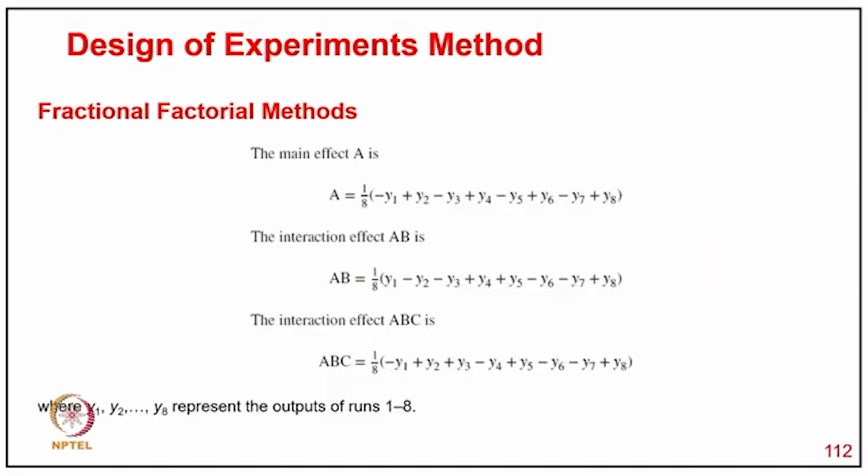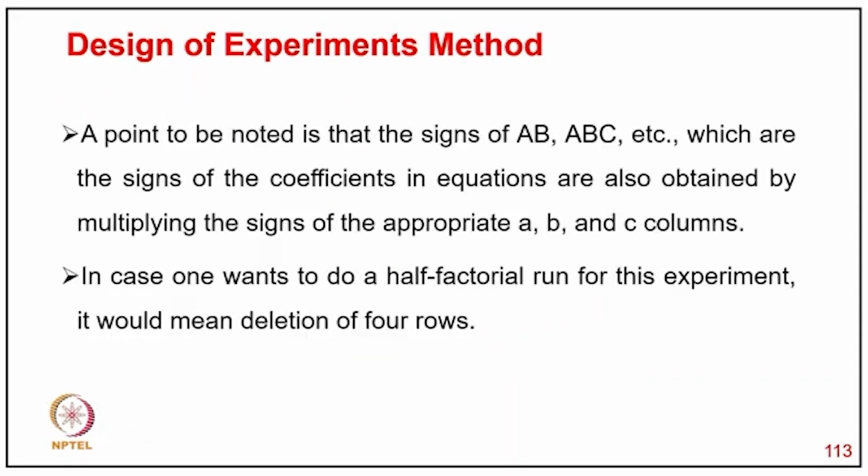So, the main effect A is equal to 1/8 times (minus y1 plus y2 minus y3 plus y4 minus y5 plus y6 minus y7 plus y8). Similarly, the interaction effect of AB is equal to 1/8 times (y1 minus y2 minus y3 plus y4 plus y5 minus y6 minus y7 plus y8). And the interaction ABC is equal to 1/8 times (minus y1 plus y2 plus y3 minus y4 plus y5 minus y6 minus y7 plus y8), where y1 to y8 represent the outputs of runs 1 to 8.